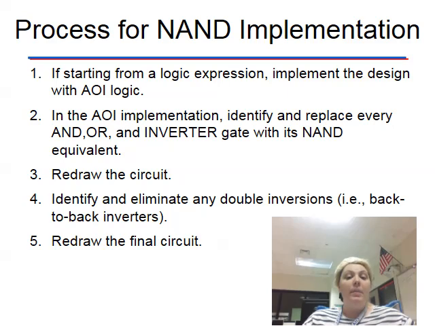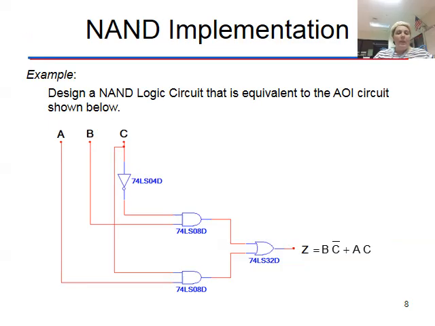Now, once you eliminate all double inversions, you're going to end up with a bunch of back-to-back inverters, or more accurately NAND gates with two inputs tied together. Those cancel out. Once they cancel out, you redraw your final circuit, and you usually end up with something quite a bit simpler. So let's take a look at this slide over here.